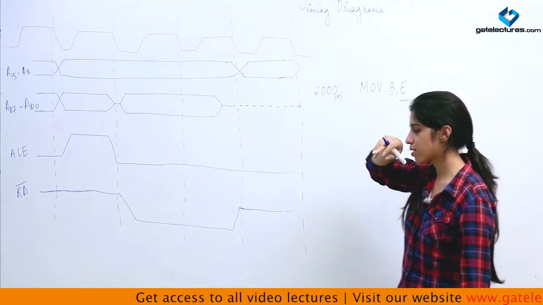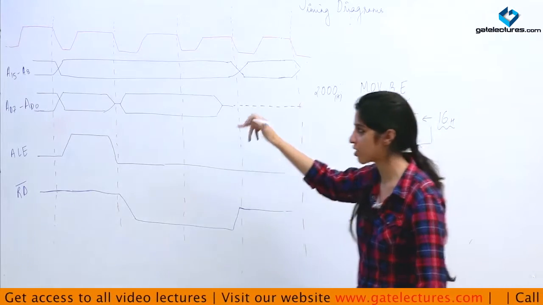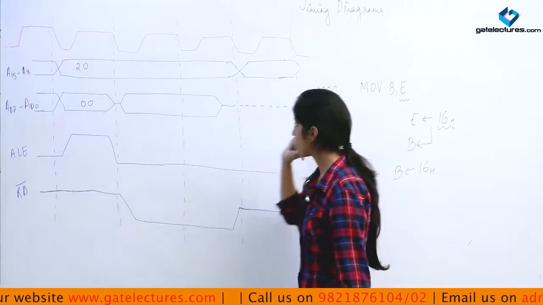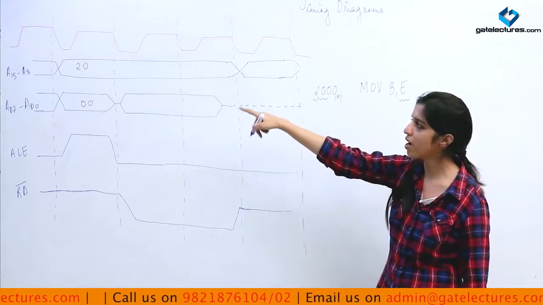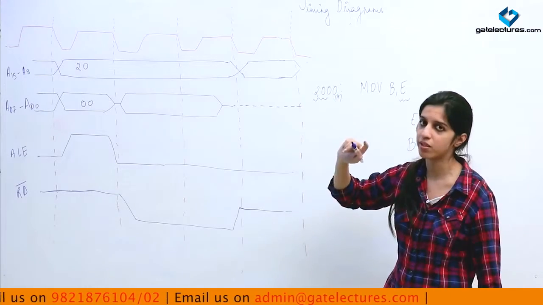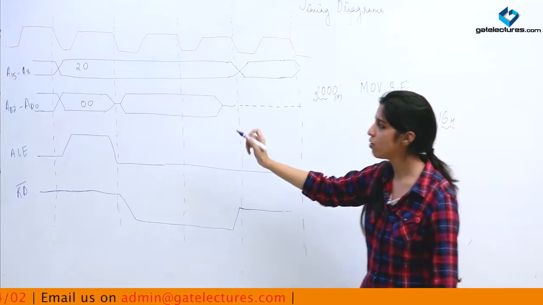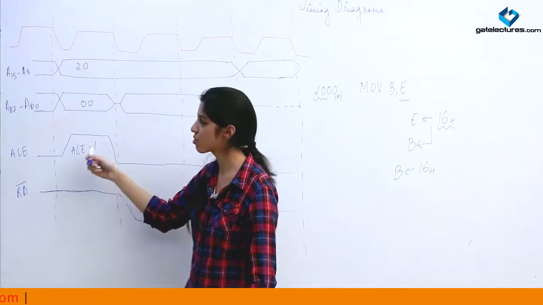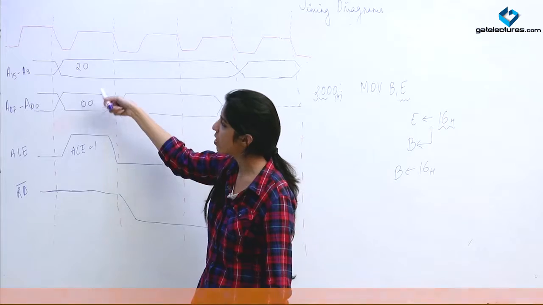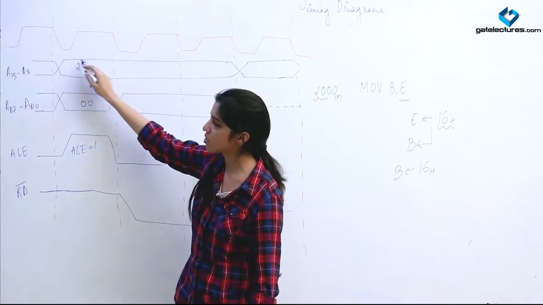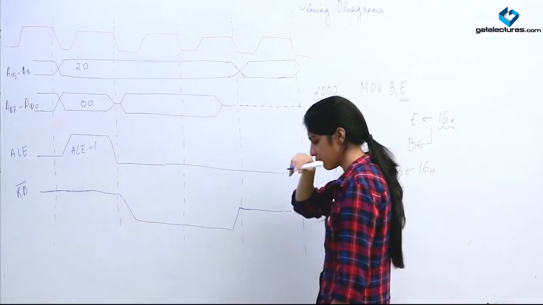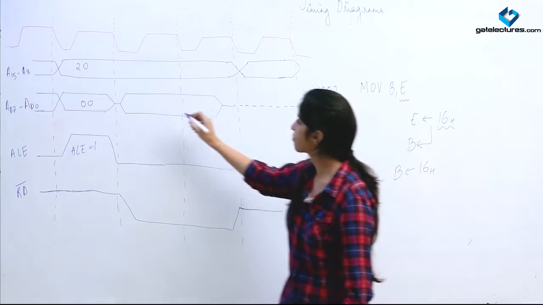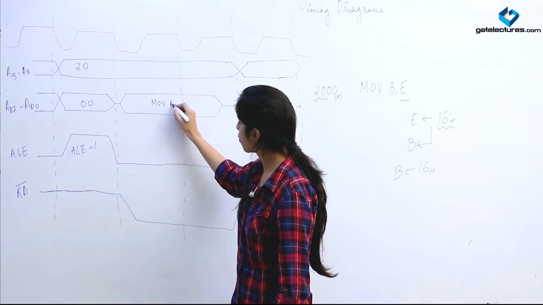Now, we are going to put the address on the address bus. I am going to put 20 here and 00 here. We always put the higher bits of the address in the higher address bus and the lower bits in the lower address bus. When we have put 2000, we make ALE 1, address latch enable, so that this bus behaves as address bus. Now, this is behaving as address bus, the address is 2000. When we reach there, we get the opcode. What is the opcode? MOV B, E.